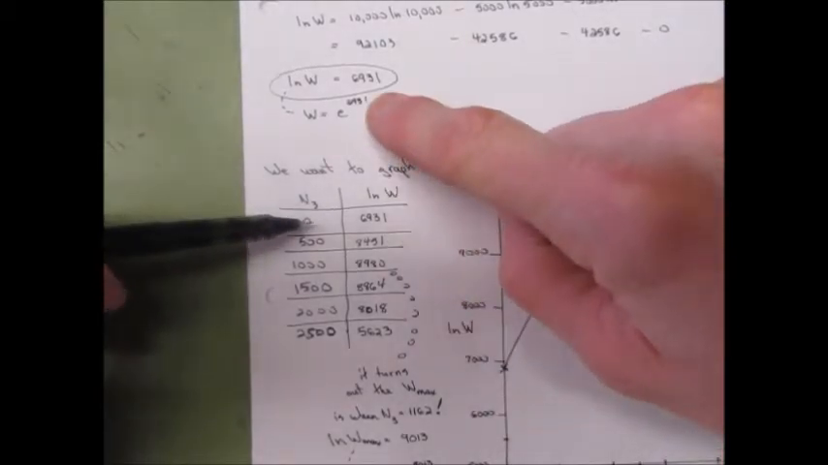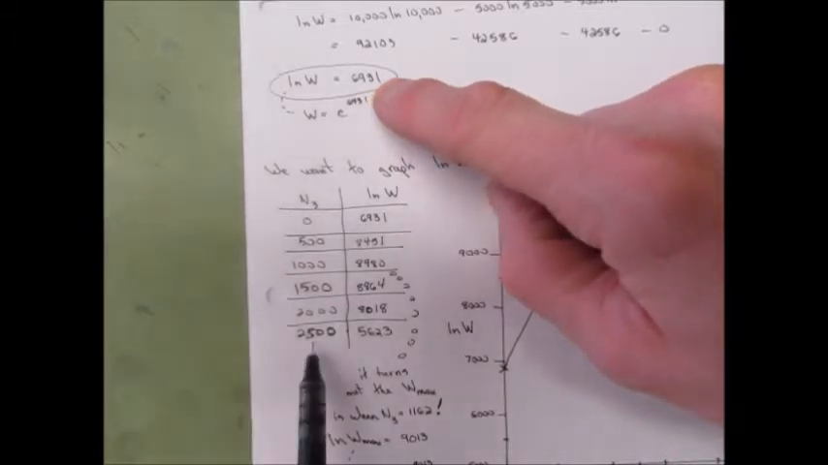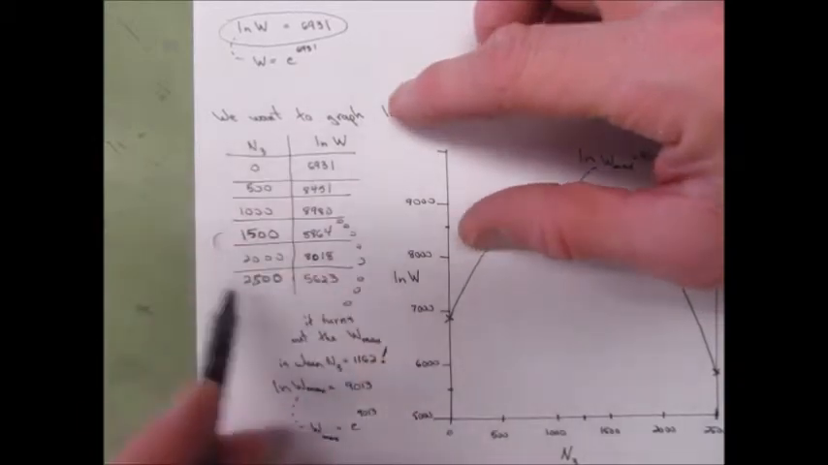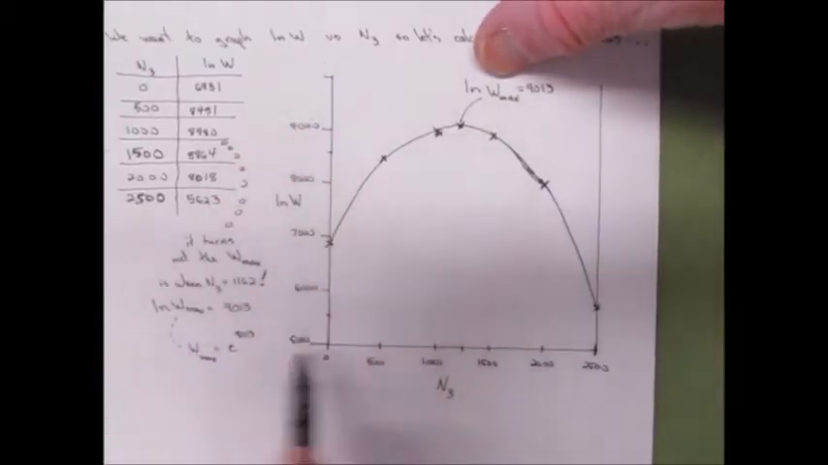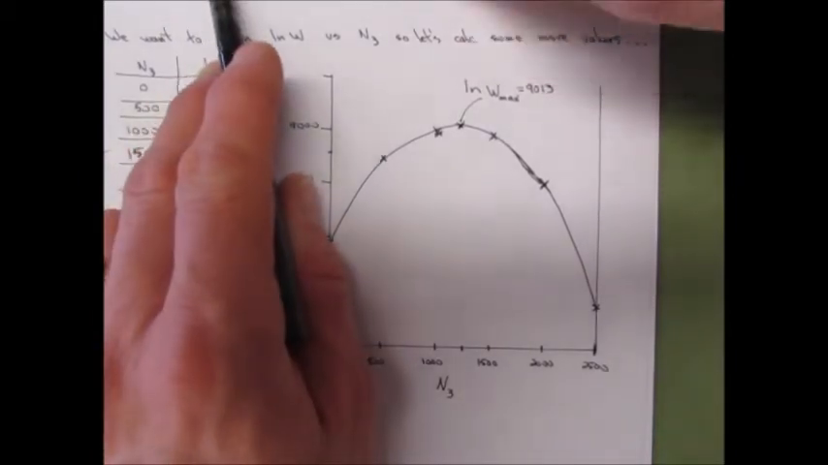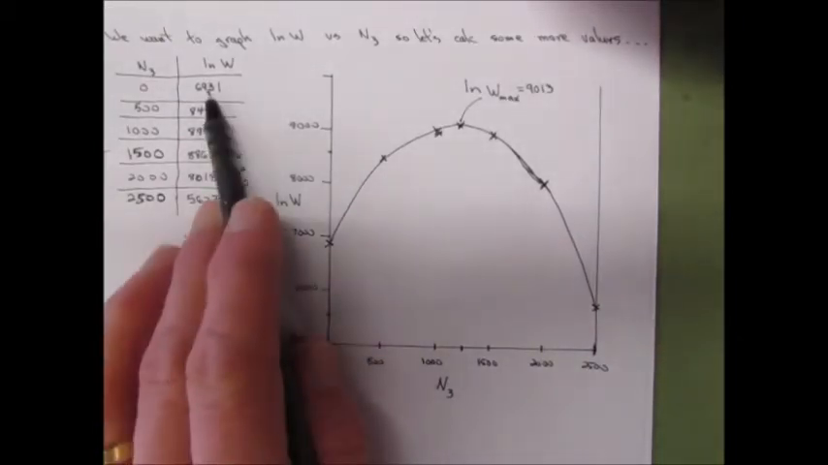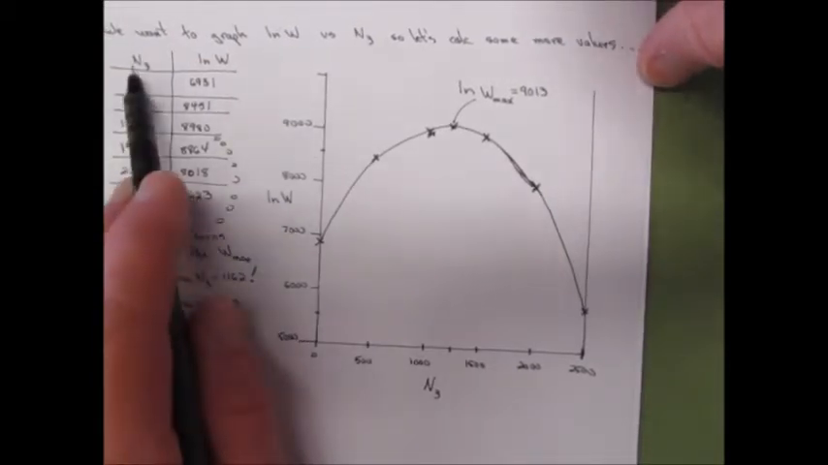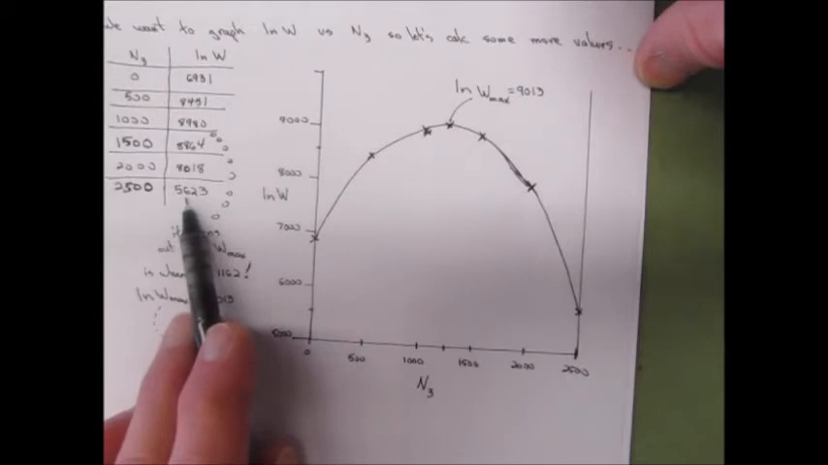This one, the ln of the weight is 6931. The other extreme was 5623. So you see what I did here in this little chart? I quickly approximated the two extremes so that when I make this graph of ln of W, right? So the one extreme was N3 equals 0 right here. So you see how that was 6931. The other extreme was when N3 was 2500. The ln of W was 5623.